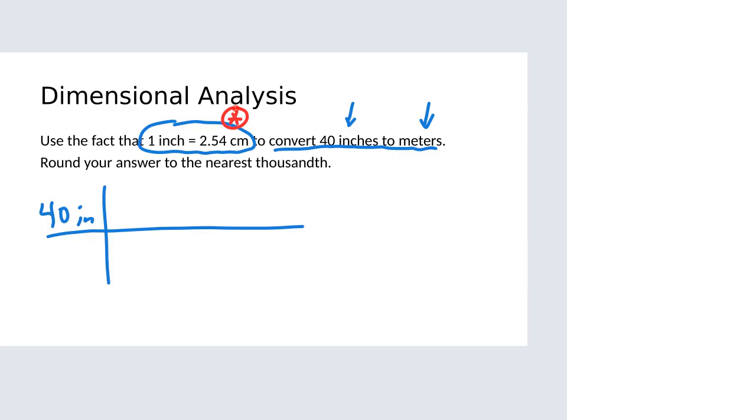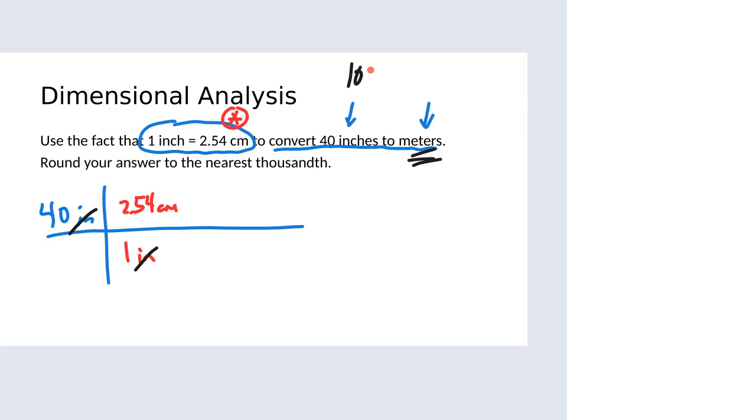Just like we did in the last one, I want stuff to cancel. So I'm going to put my 1 inch in the bottom and my 2.54 centimeters on the top. And that's not random and it's not a guess. The reason I did that is I want to use this unit fraction to get inches to cancel. So I had to put the inches on the bottom, so the centimeters went on top. Okay, I started with inches, now I have centimeters. I'm not quite done though, because I need to get to meters.